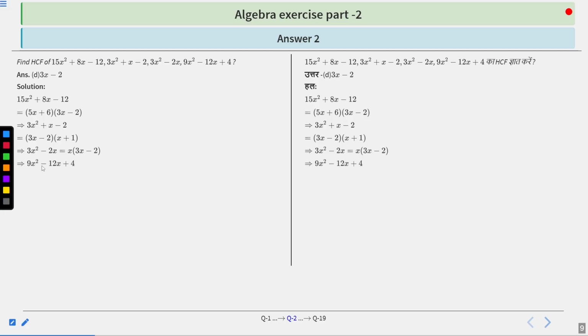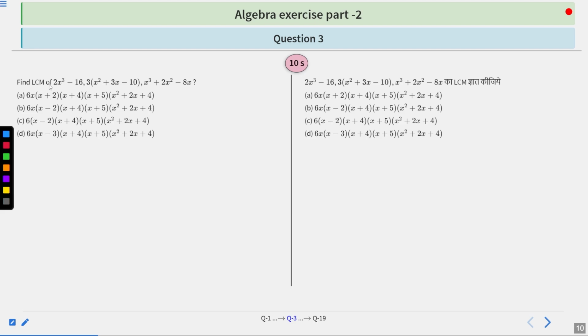Next one was 9x² - 12x + 4. And the factors of 9x² - 12x + 4 are 3x - 2 and 3x - 2. So we have to find the HCF. HCF is the term which is present in factors of every expression. So 3x - 2 is present in the factors of 9x² - 12x + 4, 3x² - 2x, 3x² + x - 2, as well as 15x² + 8x - 15. That means 3x - 2 is the HCF. Option number D is the correct answer.